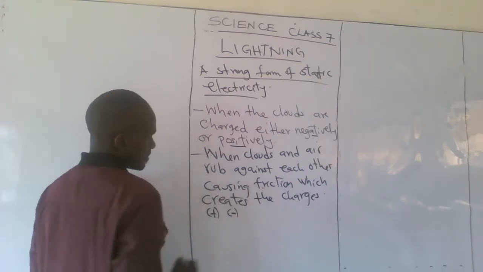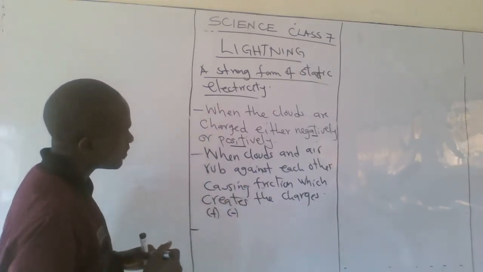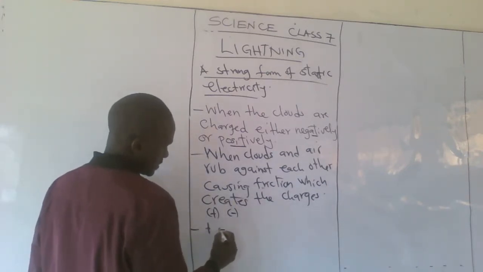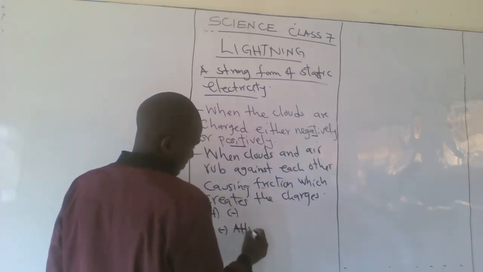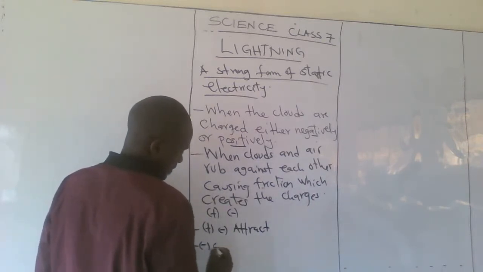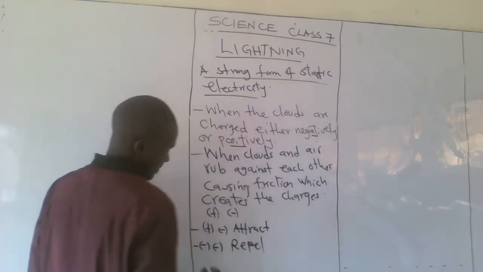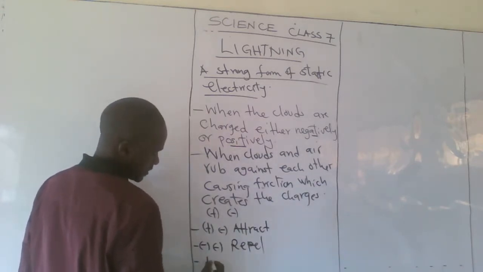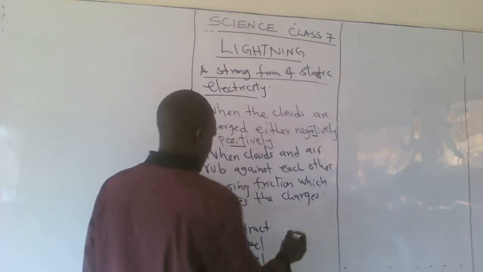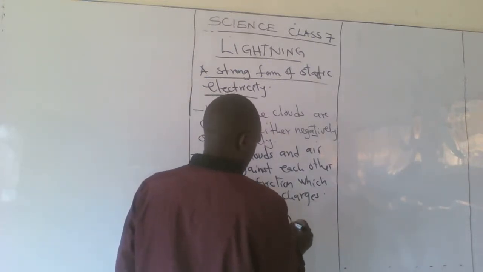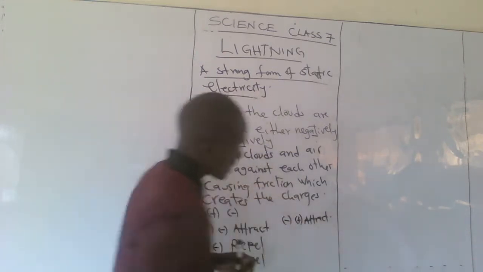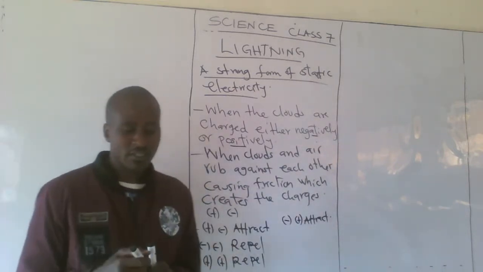Remember our very first lessons, we said positive and negative attract, and we also said negative repels negative, positive repels positive, and negative and positive attract each other. So that's a form of static electricity.